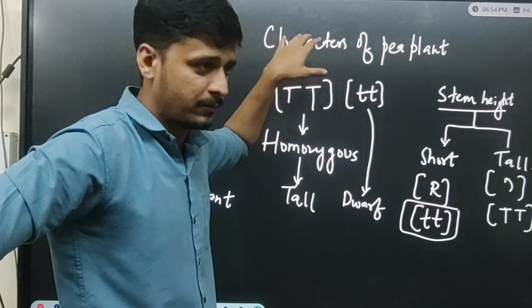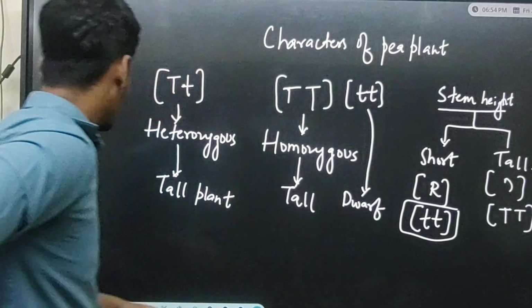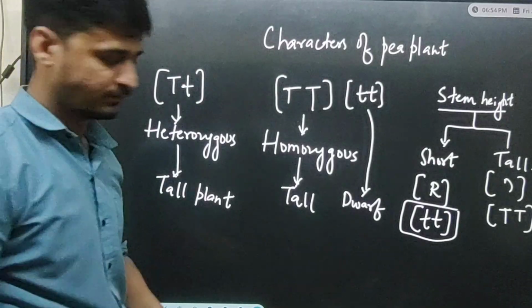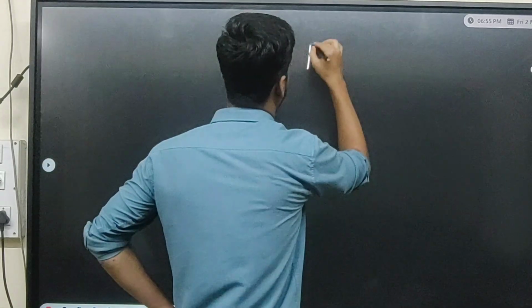After studying the characters of the pea plant, next we will see what are the crosses done by Mendel. The first cross done by Mendel is the monohybrid cross.